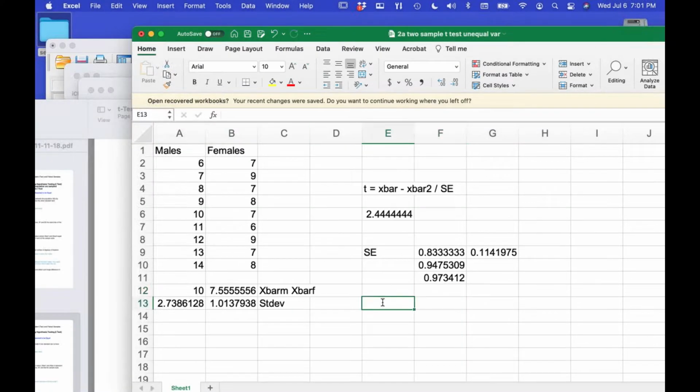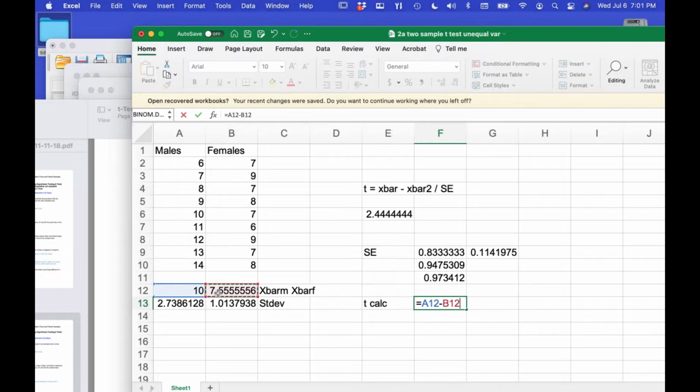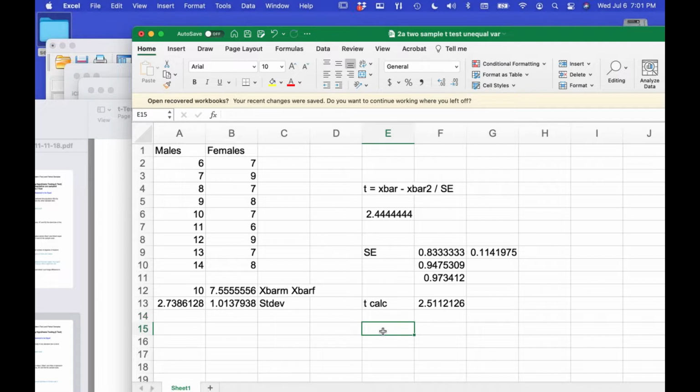My t calculated is going to be equal to the difference between the two means, this mean minus this mean. I'm going to put them in parentheses, divided by the standard error, which I calculated right here, and that's equal to a t calculated of 2.511. Now, can I reject my null hypothesis? Well, in order to reject my null hypothesis, I have to know what the t critical is.